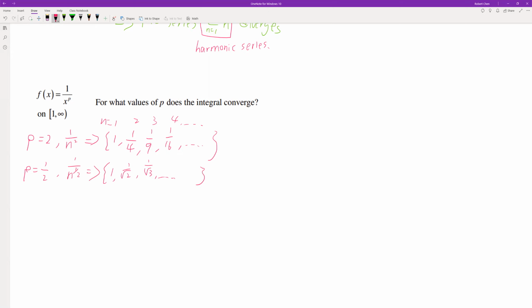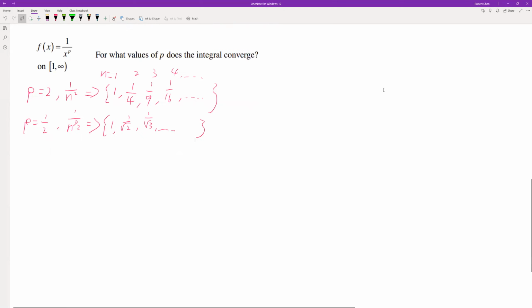Okay, so we want to figure out what the condition on p-values is so that this series will converge. All right, so let's go ahead and perform the integral test. Now, again, before you perform the integral test, you want to check 3 things. A, is it continuous? B, is it positive? And C, is it decreasing?